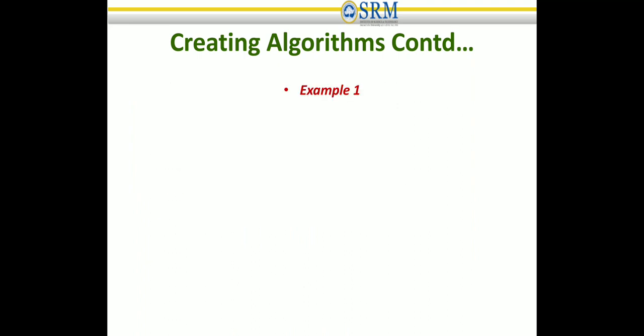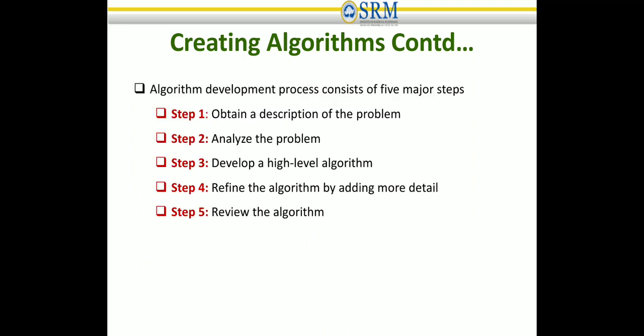See, these are a few steps in the algorithm development process. Step number 1: obtain a description of the problem. You should observe the problem. You should understand the problem. That is step number 1. Analyze the problem. What is the exact terminology, what is the exact issue in a given problem, and what we need to address. That is called analyzing the problem.